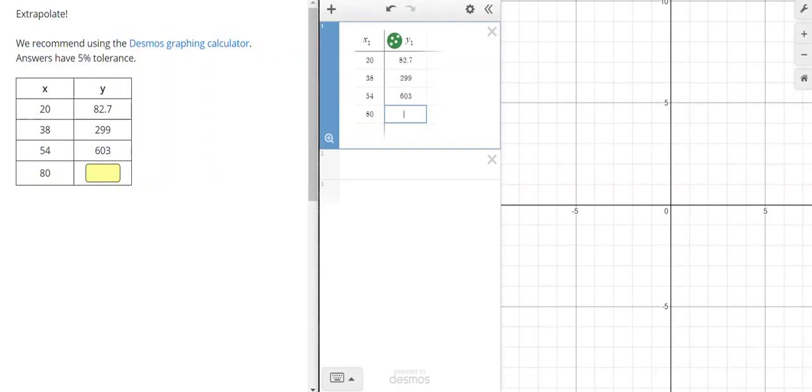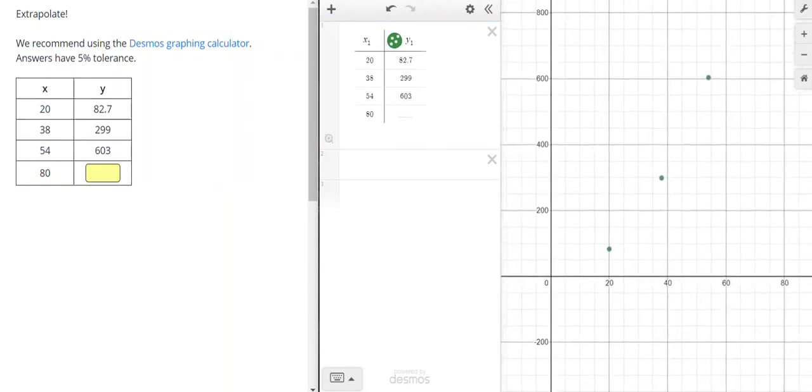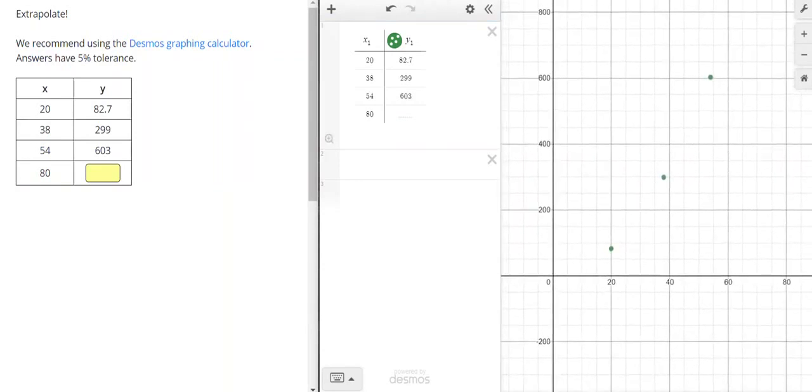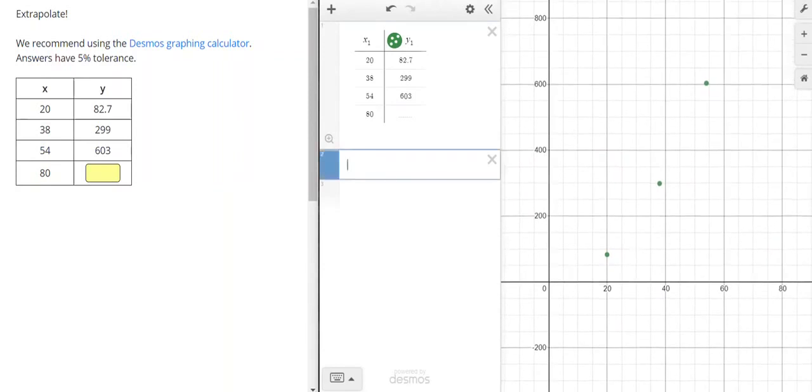Now your points probably won't show up on the screen. But Desmos has this really nice feature where if you click on the zoom fit, you'll be able to see what your points look like. Looking at these, it looks like it's probably not a linear relationship. Since it doesn't appear to be linear, I'm going to create a best fit line.